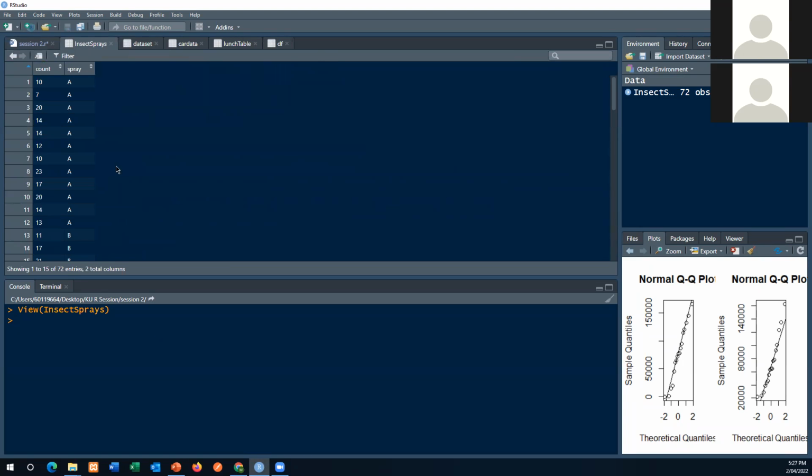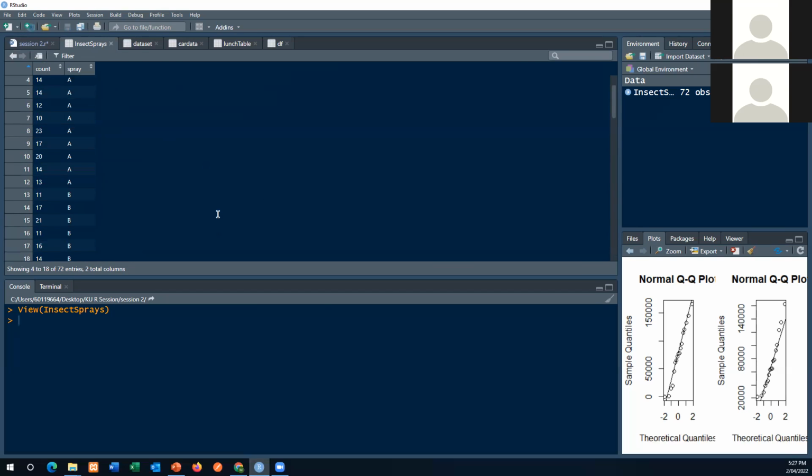So it is telling the count and the spray type. There are A, B, C, D, E, F, so there are different kinds of insecticides, and these are the different counts. Like insecticide A has been used this many times on different occasions. We don't know the context, but these are the counts we have in the data set. Just imagine this is the information we have.